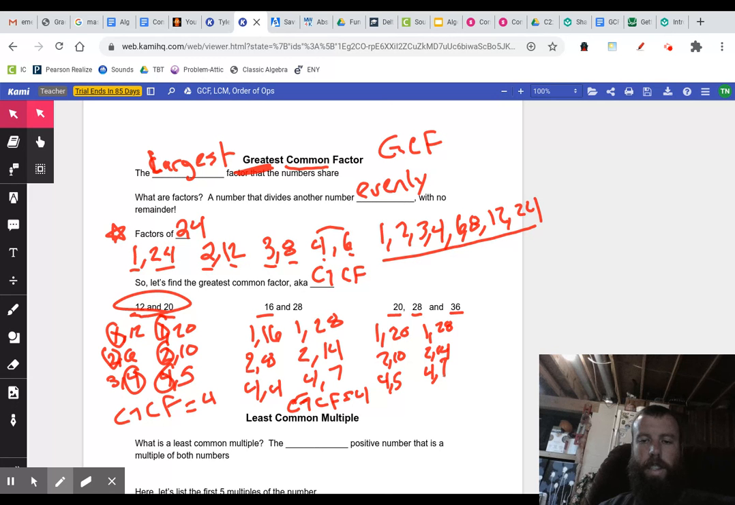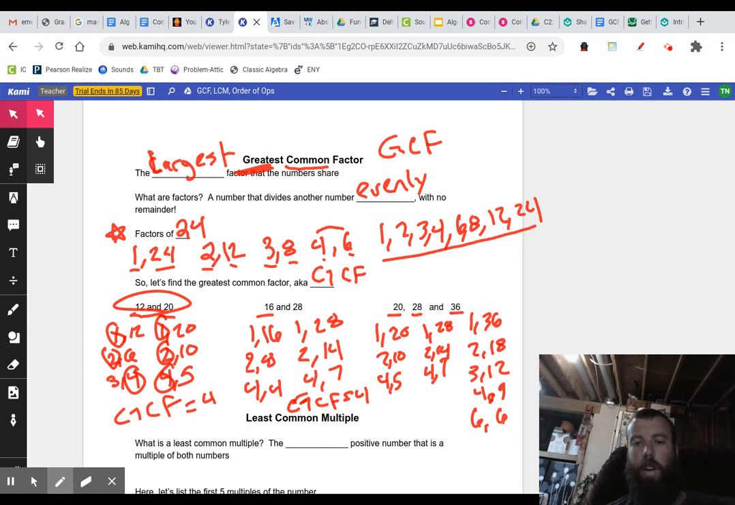36's factors. 36 has got a decent amount. 1 times 36. 2 times 18, 3 times 12, 4 times 9, 5, no, 6, yes, 6 times 6. It's a matching set of numbers. We don't have to go any further. Now we need the greatest factor that's in all three of these lists. There's a 1, 1, 1, there's a 2, 2, 2, there's a 4, 4, 4. And they have nothing else in common. The GCF of 20, 28, and 36 is 4.